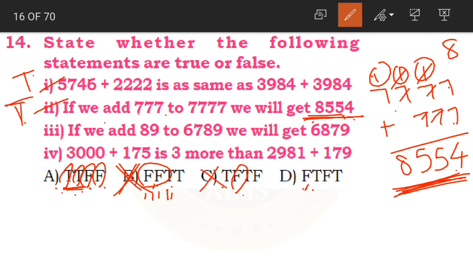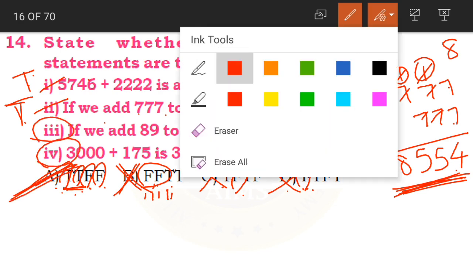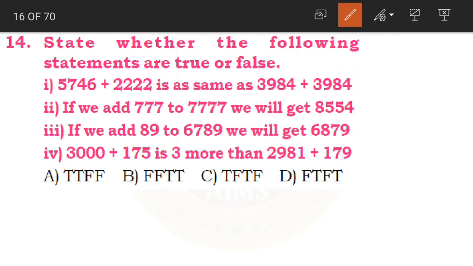In option D, first is false but we got first as correct. So again this is wrong. So what is the correct option here? Option A. So even without solving statement 3 and 4, we can say that option A is our correct answer. Okay children, if you want you can add and check whether it is correct or not.